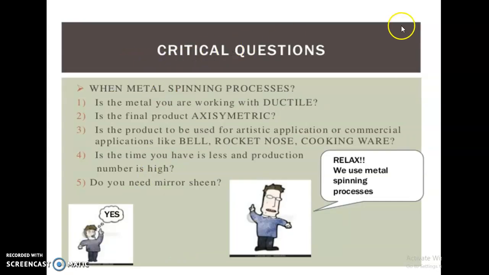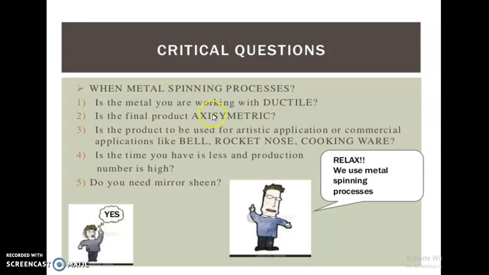What are the critical questions when the metal spinning process is used? When can you use the metal spinning process? Is the metal you are working with ductile? A ductile material is a stretchable material. A ductile material can be stretched into a wire, so the metal should be ductile.